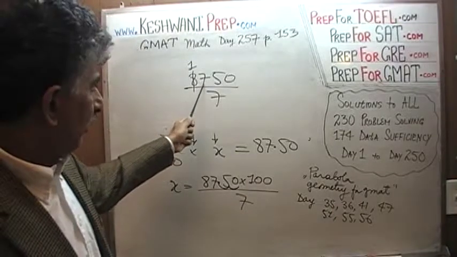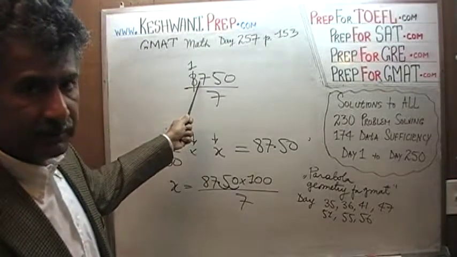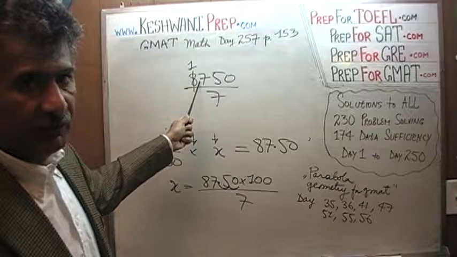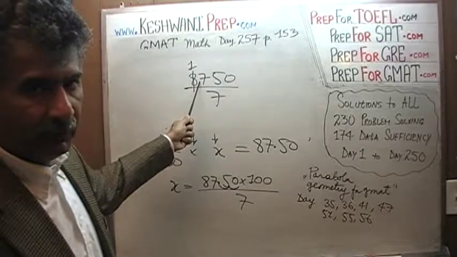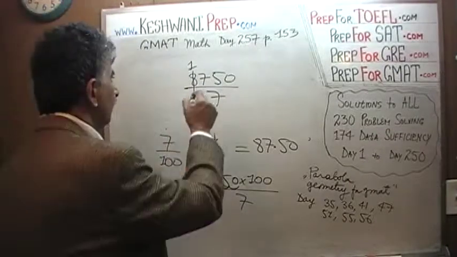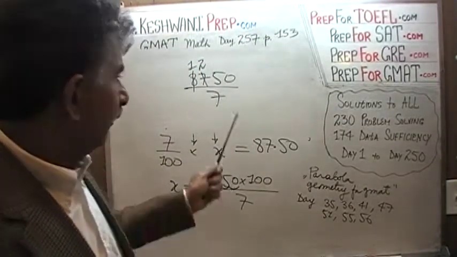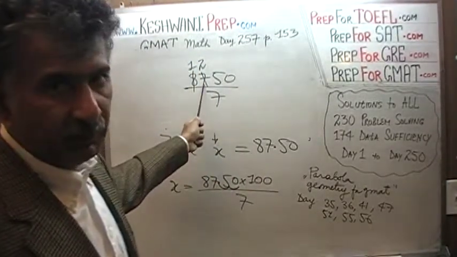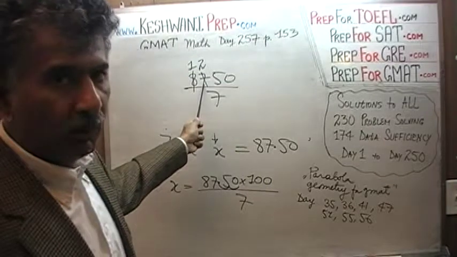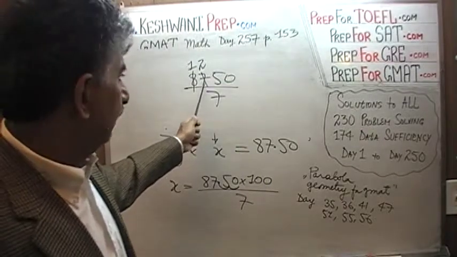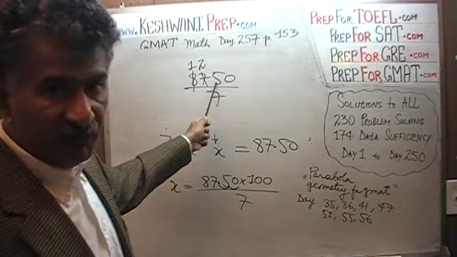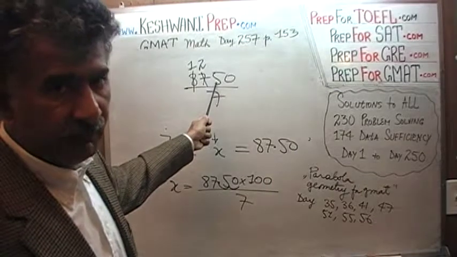The remaining one goes and joins this 7, becomes 17. How many sevens in a 17? 17 has 2 sevens. 2 sevens are 14. We have used up 14 out of 17. We have 3 left over. What happens to the 3 left over? The remaining 3 goes and joins the 5 and becomes 35.